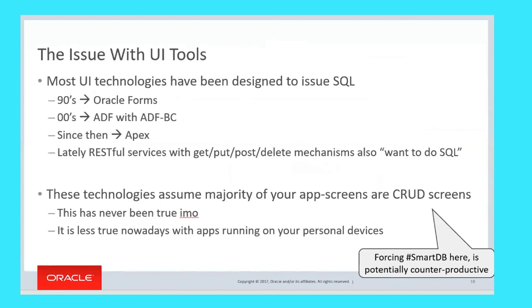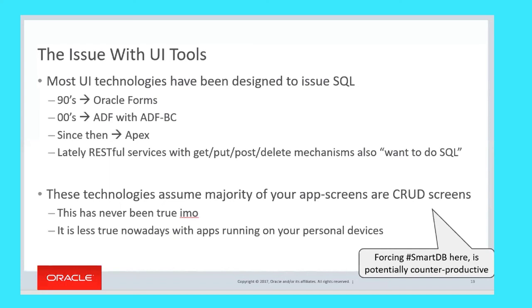Yes. Within our definition of SmartDB, views are not included. It's exactly what Toon said at the start. It's a set of PL/SQL subprograms. However, if I was now to embark upon a large Apex project, I think I would allow some SQL from Apex into the database, because it's not practical from Apex to do everything using stored procedure APIs. It's simply just not practical. That's the issue with these tools.